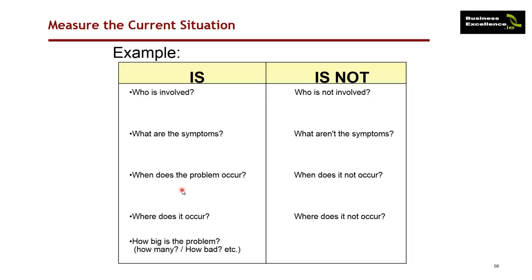Where does it occur? In this case, where it occurs is really who is the first person that actually sees this problem. The first person who actually sees this problem is the customer. Where does it not occur? It does not occur in the warehouse. The root cause may very well occur in the warehouse, but in terms of where the problem actually manifests itself at this stage, it's at the customer site. How big is it? How many? How bad, etc.? All of those things we've looked at previously.